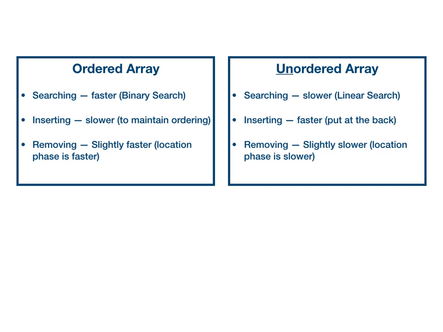For removals in an ordered array, it's slightly faster because the first phase, the location phase, can be done using binary search, whereas with an unordered array, the location has to be done using linear search. However, for phase 2 of the removal, where we actually remove the value, ordered array and unordered array are equal because both have to shift all the values behind the value that we're removing forward one spot.